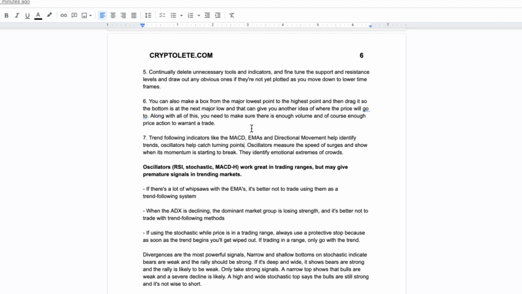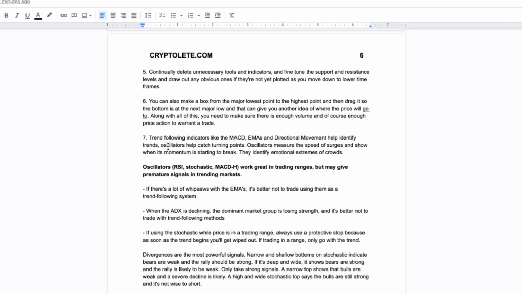So let me read that again. Trend following indicators like the MACD, moving averages, and directional movement help identify trends. Oscillators help catch turning points. Oscillators measure the speed of surges and show when its momentum is starting to break. They identify emotional extremes of crowds. So oscillators are the RSI, the stochastic, the MACDH.